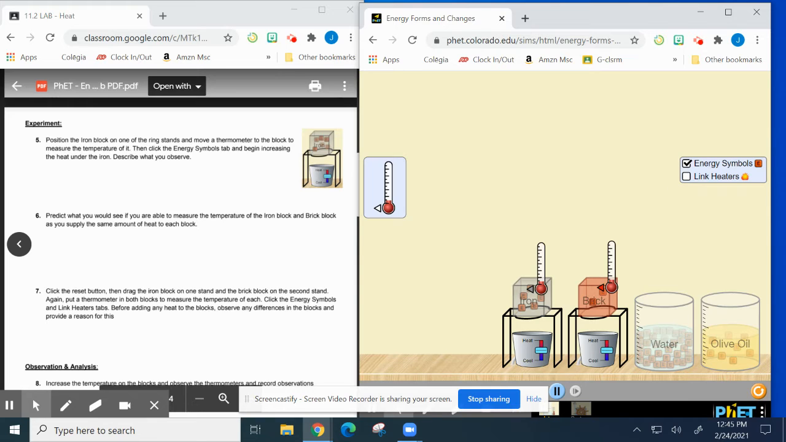Okay, so now we got, oh, look at that, interesting. They are the same temperature, but the iron has more energy symbols in it, unless they're hidden in there somewhere. So the iron actually has more energy, even though the brick and the iron blocks are the same volume and the same temperature. The iron has more heat because it has more energy, right?